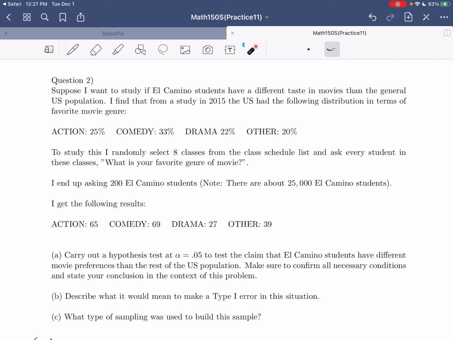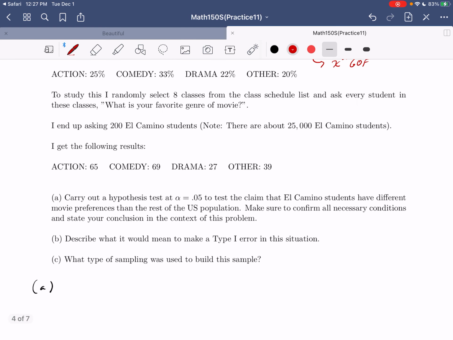Another key word, though, if you prefer a keyword sort of approach to identifying hypothesis tests, is this right here. The fact that there's a mention of distribution is really what tips us off that this is chi-squared goodness of fit. The chi-squared goodness of fit test is specifically for analyzing the distribution of a categorical variable. All right, so now we know that this is going to be a chi-squared goodness of fit.